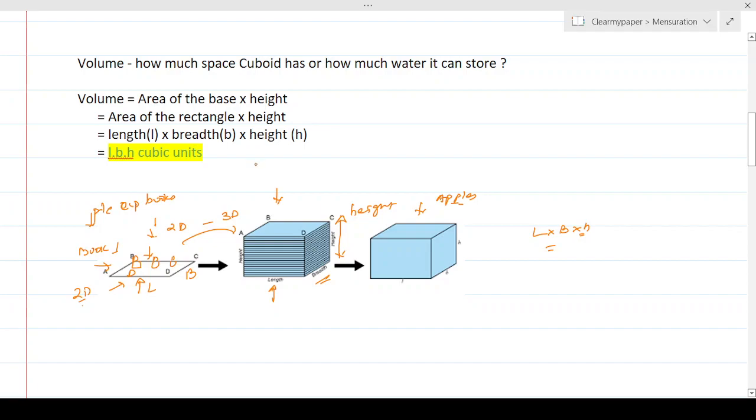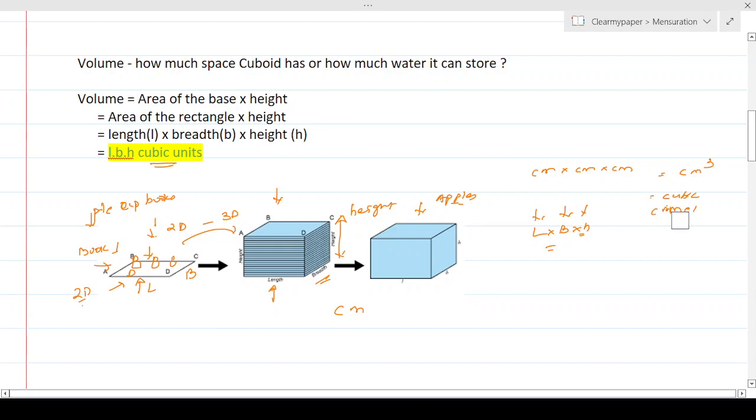And in any of the mensuration problems, always make sure that you attach the units. If the given length, breadth and height are in centimeters, since you're multiplying three dimensions together, it's like centimeter multiplied by centimeter multiplied by centimeter. This is called a centimeter cube, or you can call it cubic centimeter. That's the volume in the unit. Like in area you have square meters, in volume you have cubic centimeters. That's how you structure it. So always put the unit of measurement.